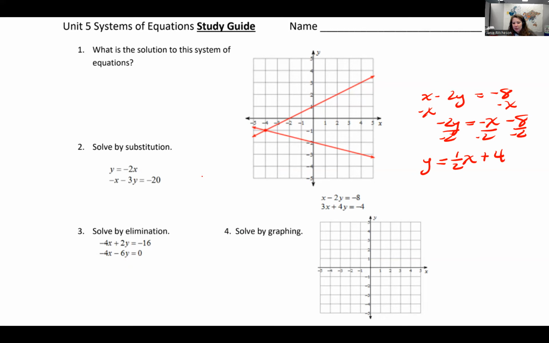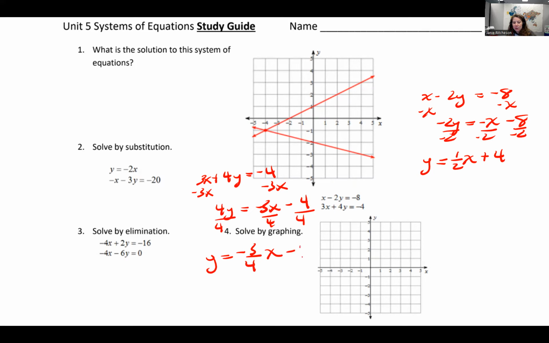Our second equation, I'm going to write it over here. I want to solve for y, so I'm going to get rid of 3x. So I have 4y equals -3x minus 4. I'm going to divide everything by 4. So y is equal to -3/4 x, and -4 divided by 4 is -1.